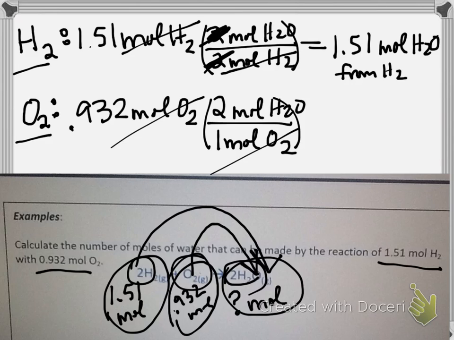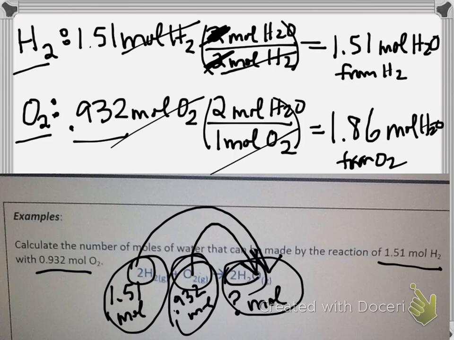0.932 times 2. Hey, I should have trusted myself. 1.864, but it's late for me, so 1.864, and it looks like 3 significant figures here, so I'm going to say 1.86 moles of water could be produced from the oxygen. So if all the oxygen reacted, I could make 1.86 moles of water.